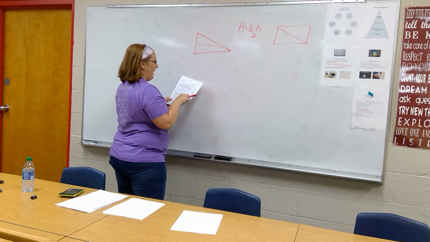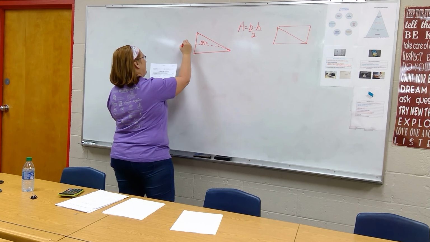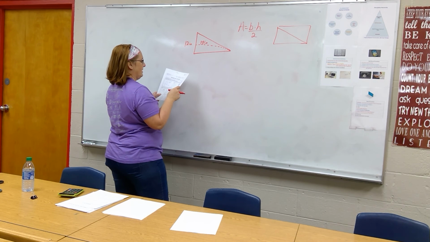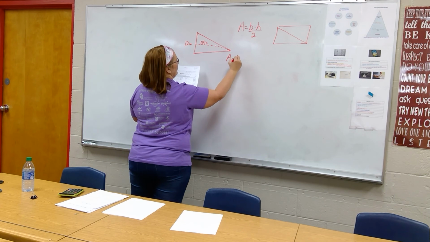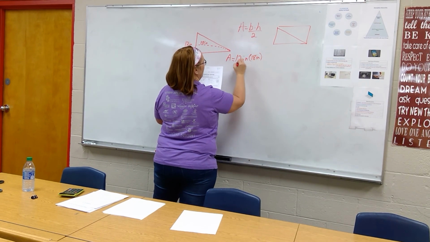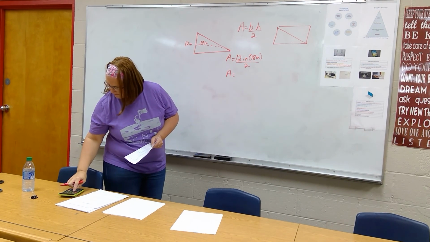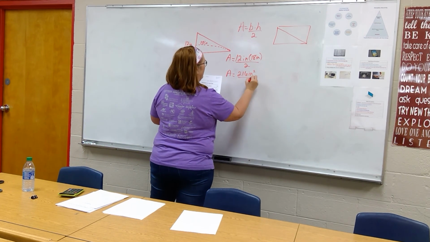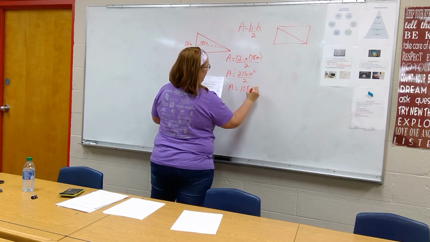A triangular flag has a height of 18 inches, and a base of 12 inches. How many square feet of material is the flag? So we're going to take our formula, area equals base 12 inches times height 18 inches, and then we're going to divide that by 2. Area equals 12 times 18. It's 216 inches squared divided by 2. Area equals 108 inches squared.